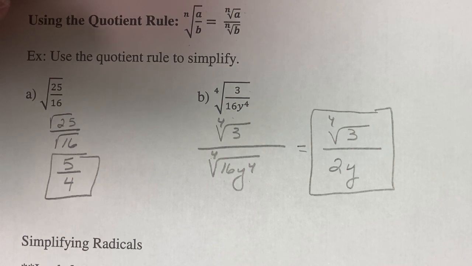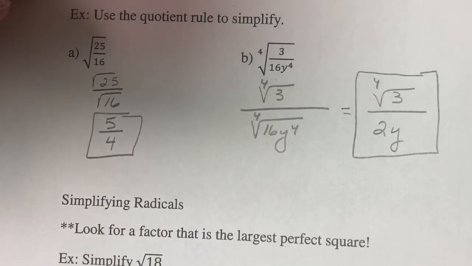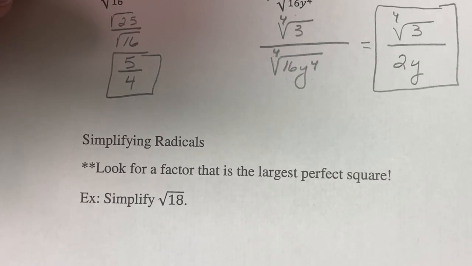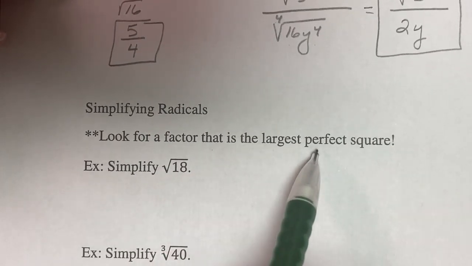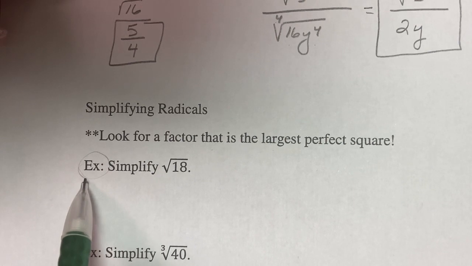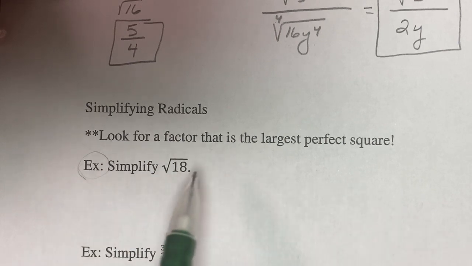So radicals can simplify in another way as well. There's a rule that you never want to leave a perfect square under the radical. If you leave a perfect square under the radical, it is not considered simplified. So it says look for a factor that is the largest, in this case, perfect square. So here's what you do.